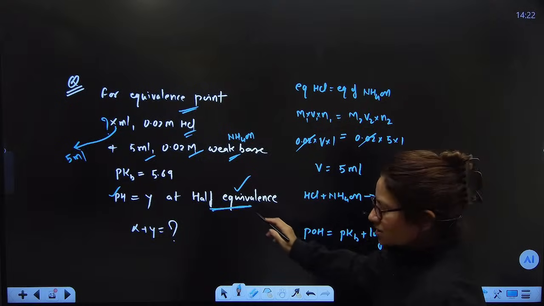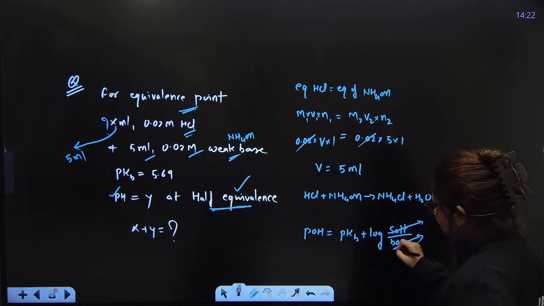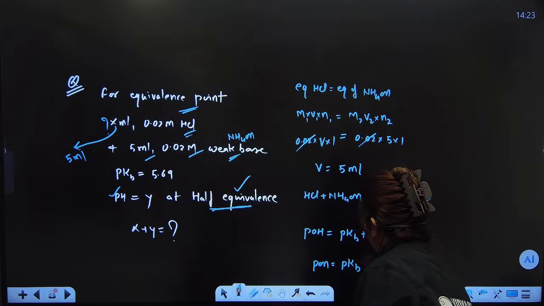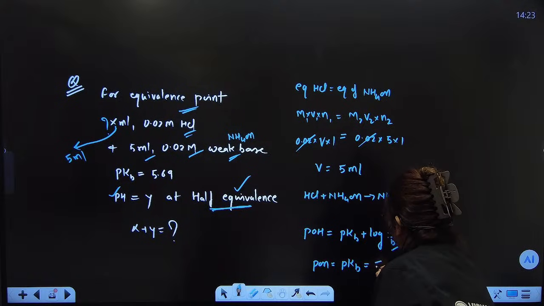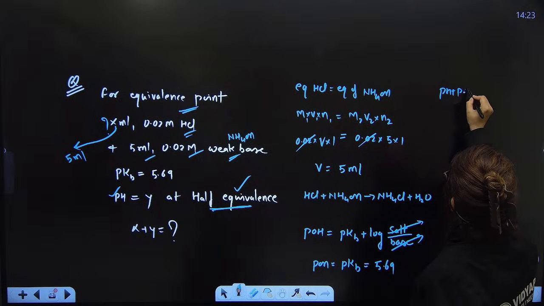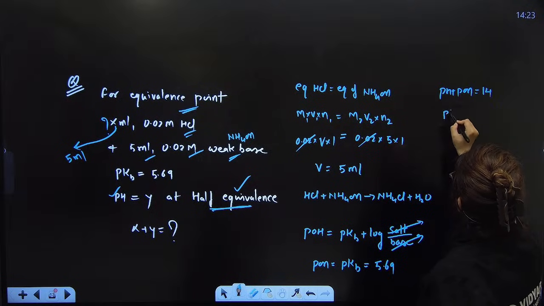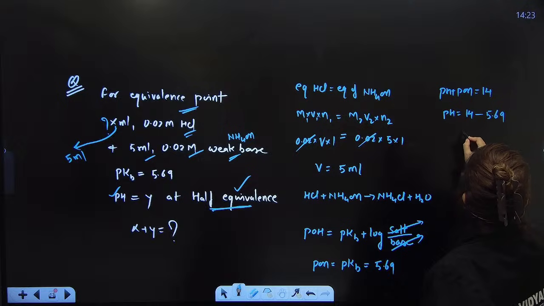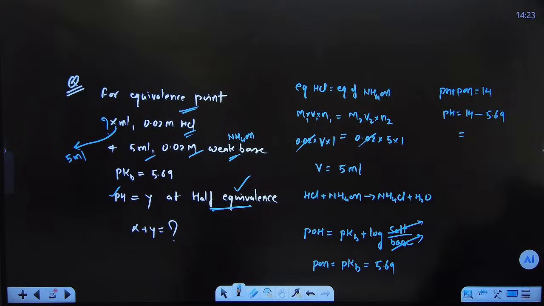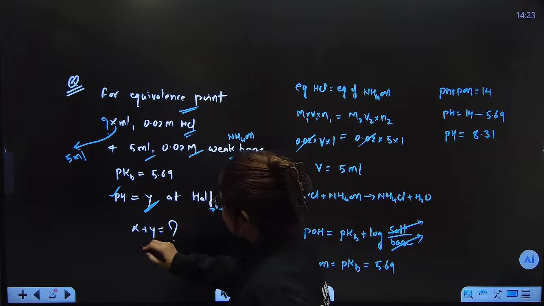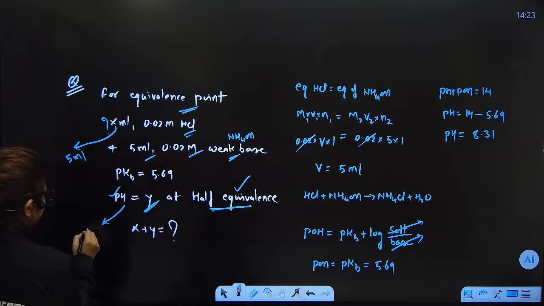Since half equivalence means 50% this and 50% is this, they're going to cancel, same value. So pOH would be equal to pKb. Basically that is equal to how much? 5.69. So we can calculate the pH. pH plus pOH is equal to 14. So pH should be equal to 14 minus pOH, which is 5.69. So we get the value 8.31. So that is basically the Y value. This is the Y value, we got it. It is 8.31.